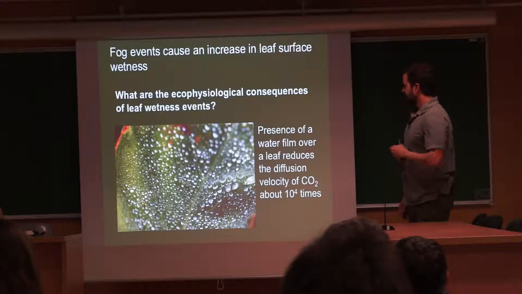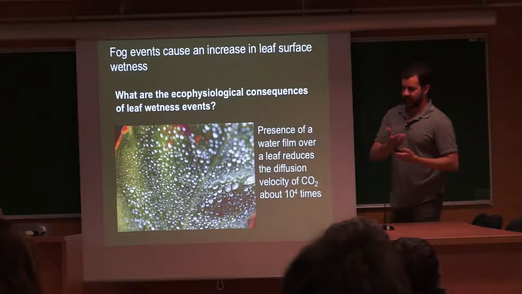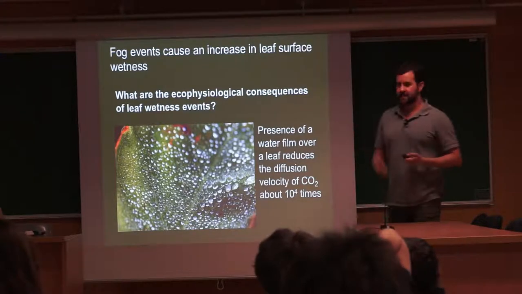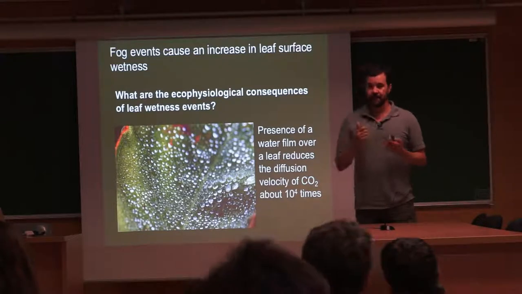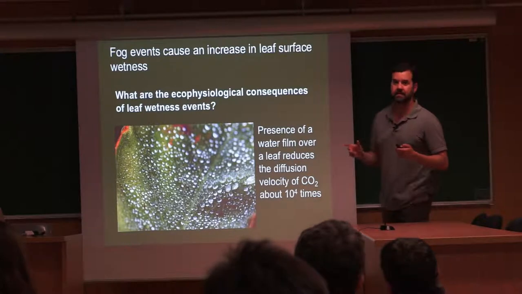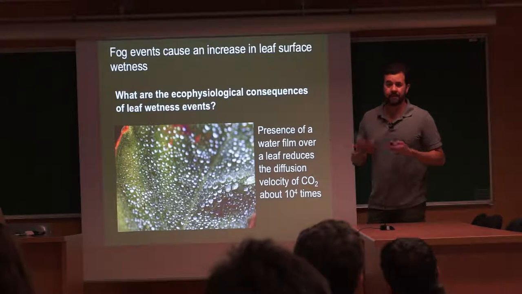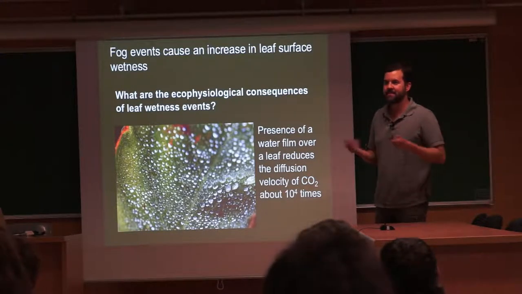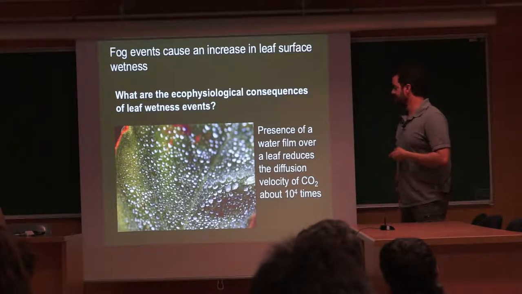Well, usually when fog reaches the vegetation, the first thing is that it increases the leaf wetness, and the presence of a water film over the leaf tends to reduce diffusion of CO2 a lot. So basically, one of the first consequences of fog and leaf wetting events is decreasing photosynthesis. So maybe it's not something that would improve the performance of these plants.